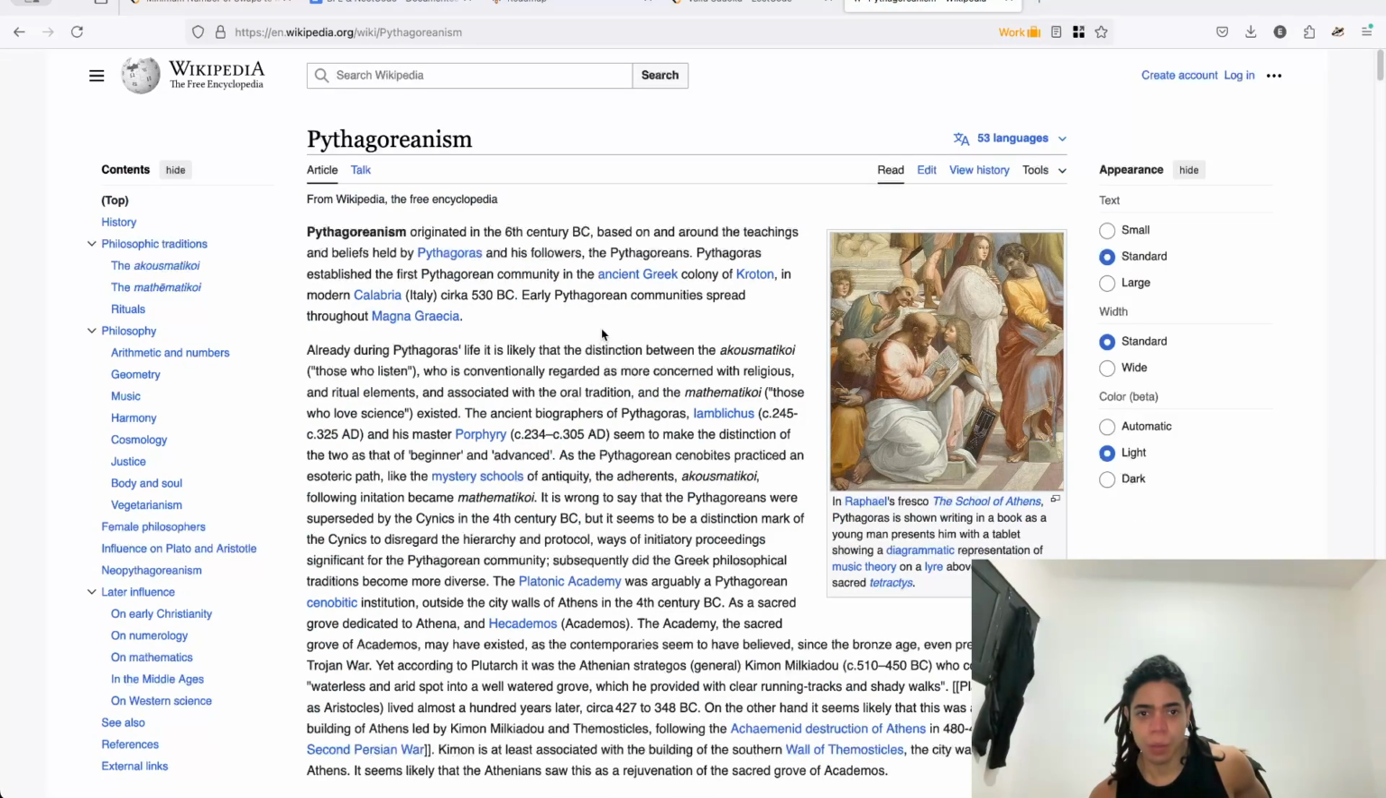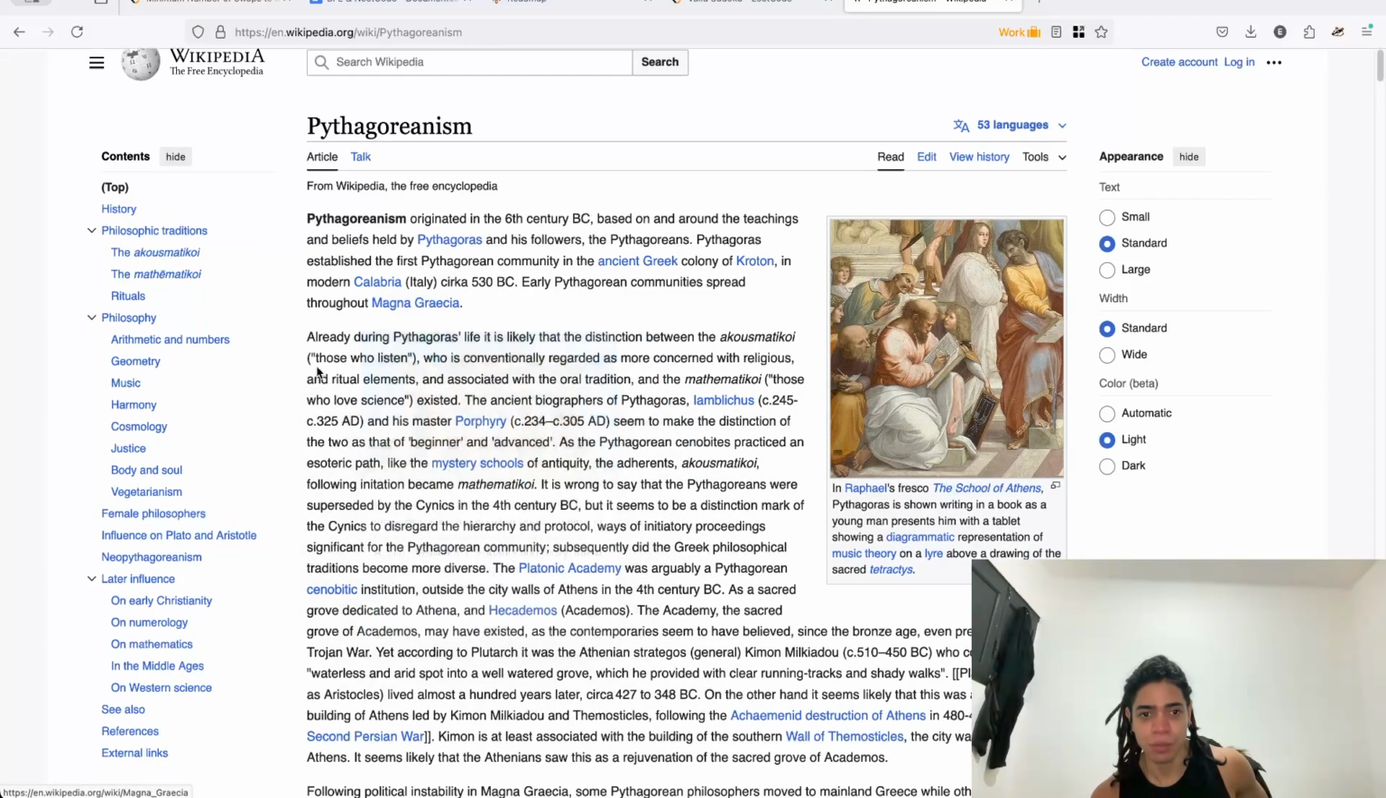Pythagorean, 6th century before Christ, based on and around the teaching of belief held by Pythagoras and his followers, the Pythagoreans. Pythagoras established the first Pythagorean community in the ancient Greek colony of Croton in modern Calabria. The early Pythagorean community spread through Magna Graecia.